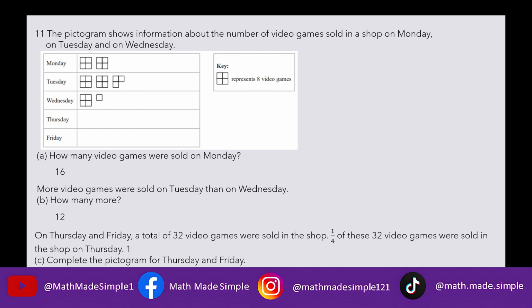So a quarter of 32 is 8. So this is how many were sold on Thursday. So 3/4 of it was sold on Friday, which is 24. So we'll do 1 box for Thursday and 3 boxes for Friday.